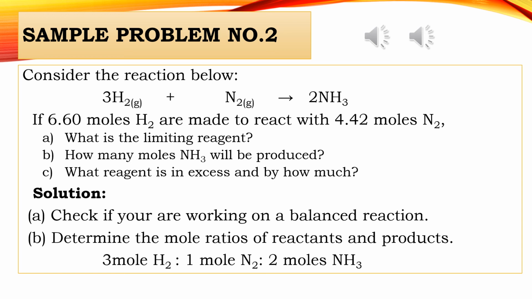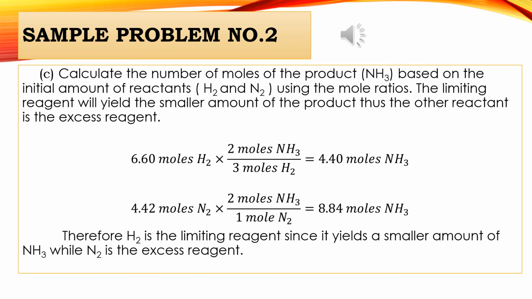For our solution, the first thing that you must do is to check if you are working on a balanced equation. Then we have to determine the mole ratios of reactants and products from the balanced equation. So based on this equation, 3 moles of hydrogen gas is to 1 mole of nitrogen gas is to 2 moles of ammonia. We can now calculate the number of moles of the product, which is ammonia, based on the initial amount of reactants, which are hydrogen and nitrogen gas, using the mole ratios found on the balanced equation.